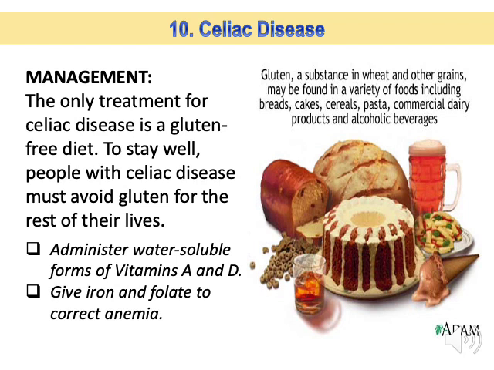To stay well, children with celiac disease must avoid gluten for the rest of their lives. In the photo, it shows a variety of foods to be avoided in celiac disease. This includes breads, cakes, cereals, pasta, dairy products, and even alcoholic beverages. Also, it's important to administer water-soluble forms of vitamins A and D, as well as iron and folate to correct anemia.